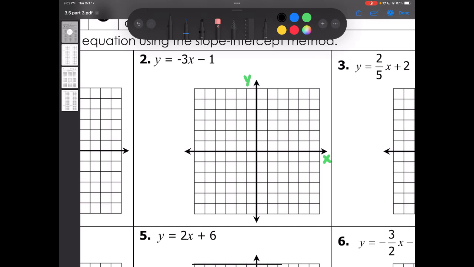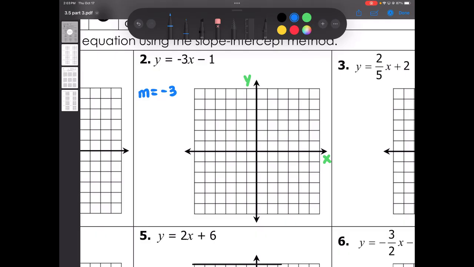You guys know how to graph it by intercept and slope, right? So why don't you write that on the side? What is your slope? -3. How do you know it's -3? No, really, how do you know? Because it says -3x. So the slope is always right next to the x.